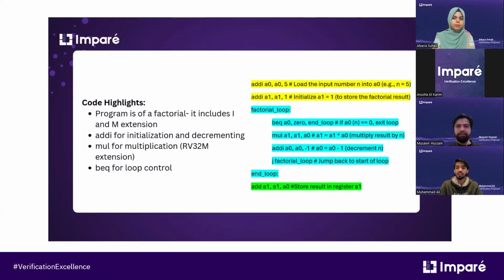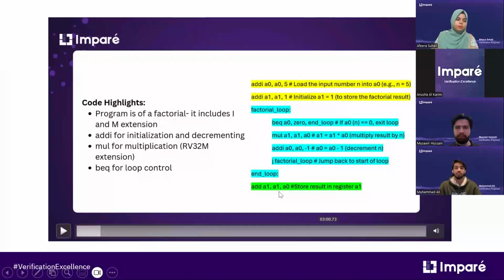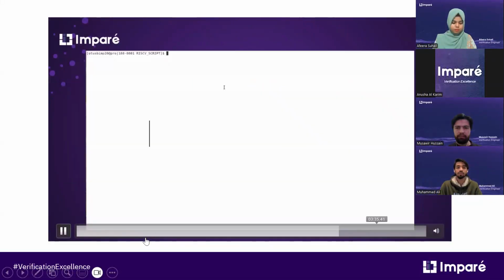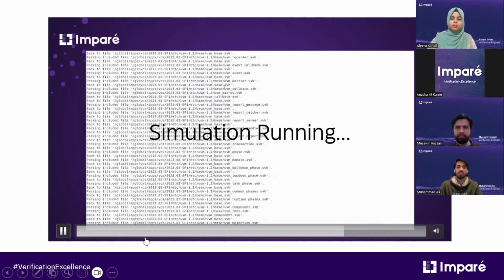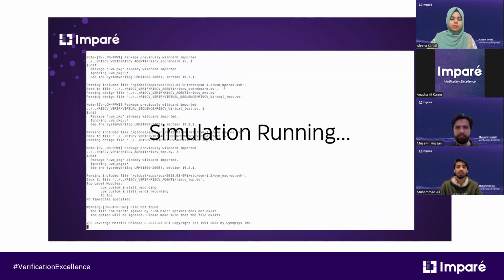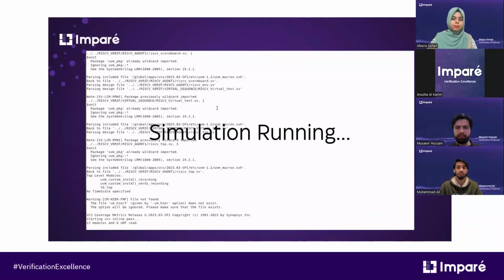So by using this combination, we ensure that our reference model handles arithmetic and branching instructions correctly. Now let's move on to the simulation video, and I'll guide you through the key events. Here you can see the simulation running. This simulation demonstrates the execution of the factorial program in real time, executed by our reference model.